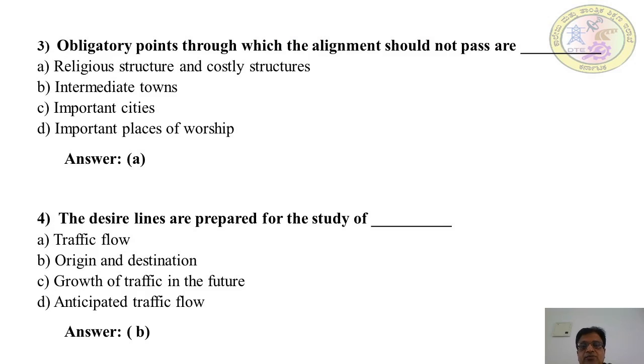Obligatory points through which the alignment should not pass are religious structures and costly structures, intermediate towns, important cities, important places of worship. So, what are the obligatory points? Obligatory points through which the alignment should not pass are religious structures as well as costly structures. Answer is A. The desired lines are prepared for the study of traffic flow, origin and destination, growth of traffic in the future, anticipated traffic flow. So the answer is origin and destination, that is B.